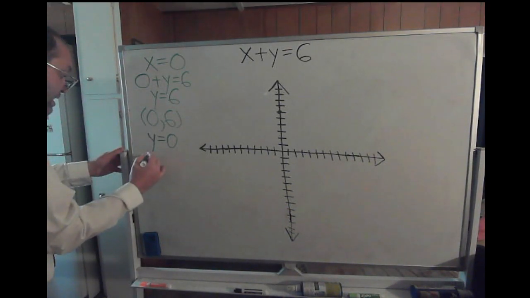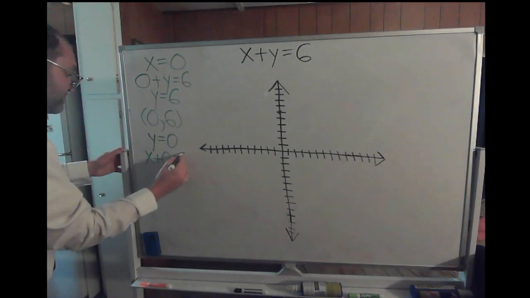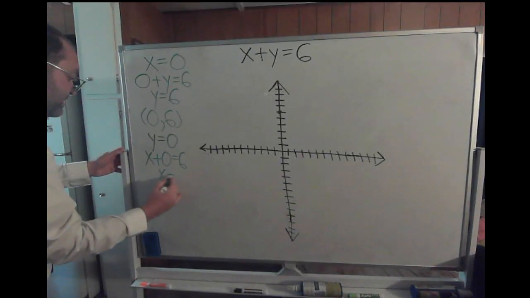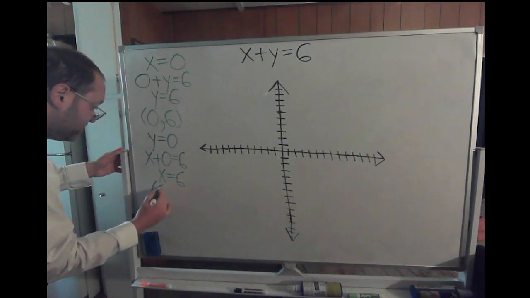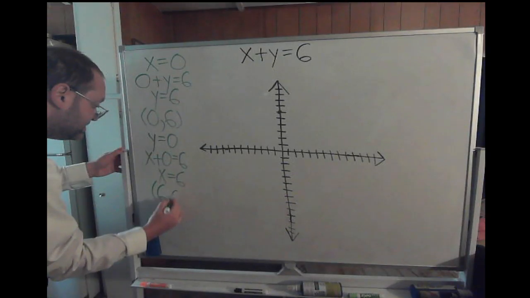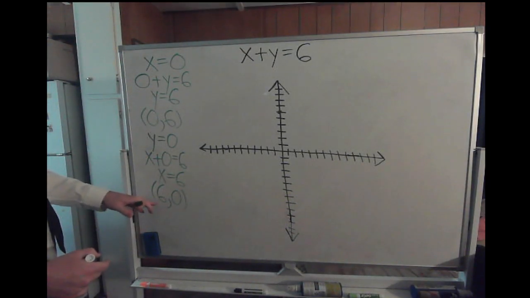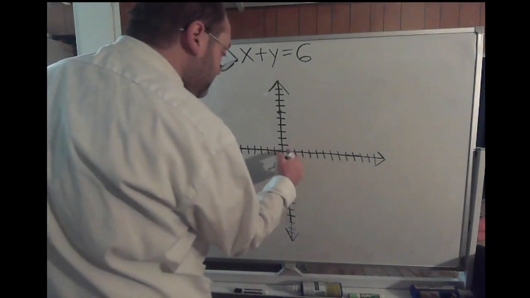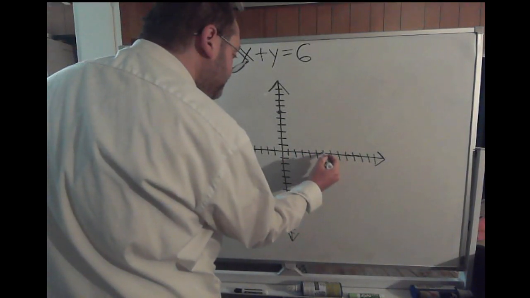Now, you're going to plug that into this equation here. So you'll get x plus 0 equals 6. Well, x equals 6. Of course, the ordered pair of the x-coordinate comes first, so you'll end up getting 6, 0. Because y is 0, x is 6. So you have the next ordered pair at 6, 0. So 1, 2, 3, 4, 5, 6.